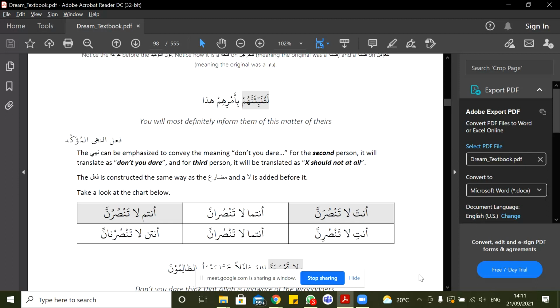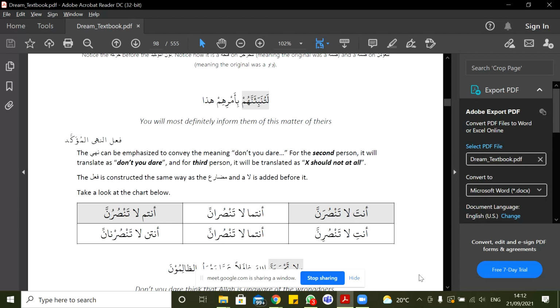Tunabbi'anna, we have noon tawqeed. So we know that will be translated as future. Tunabbi'anna means you will inform, and with the na you will surely inform, most surely inform. But we have la as well, then it is what? Emphasis over emphasis over emphasis, that will become what? Definite. So you will say you will definitely inform.